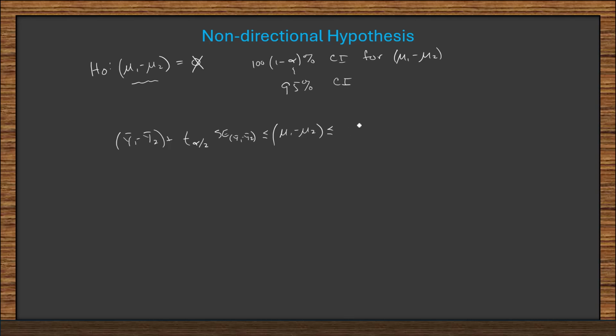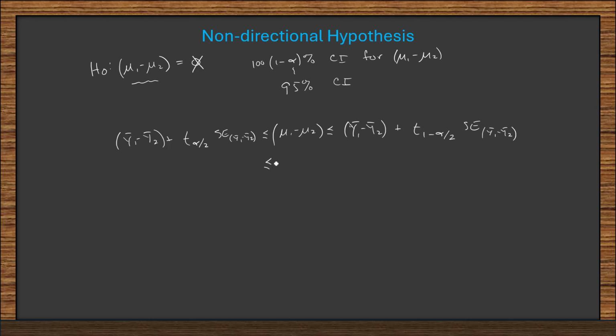The upper limit is very similar. Again, we start with our statistic, the difference in the sample means, and we're going to add some margin of error. But in this case, instead of at the alpha divided by 2 percentile, we're going to do 1 minus alpha divided by 2. So this, for an alpha level of 0.05, would be the 97.5th percentile. And we again multiply that by the standard error, the same standard error.